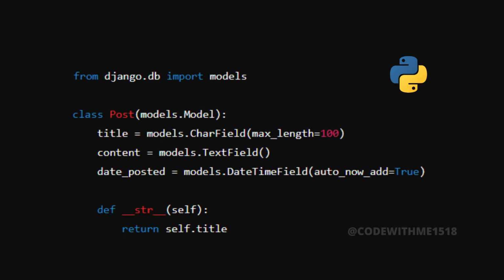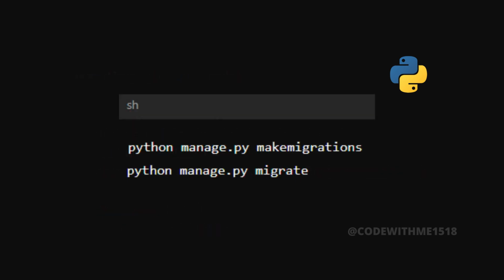Next, let's create the database schema by running python manage.py makemigrations, then python manage.py migrate. The makemigrations command creates migration files that represent the changes you made to your models, and migrate applies those changes to the database.